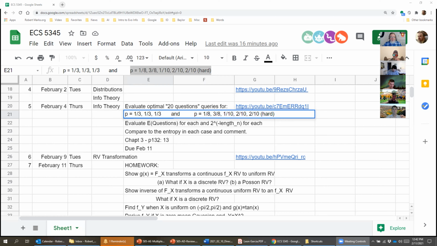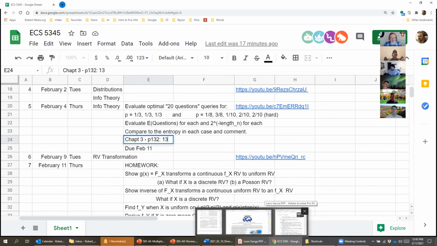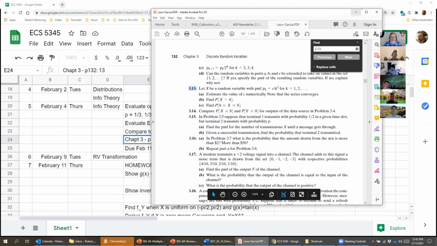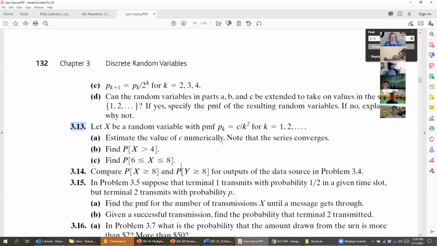Okay, with that, let's go back to the spreadsheet, and one of the holdovers from last time was from chapter 3, problem number 13. And 3.13 is a very interesting problem because it uses something called Euler's Basel problem, I believe. Let X be a random variable with a probability mass function p sub k, for k equal to 1, 2, etc. Estimate the value of c numerically. Did anybody do that?